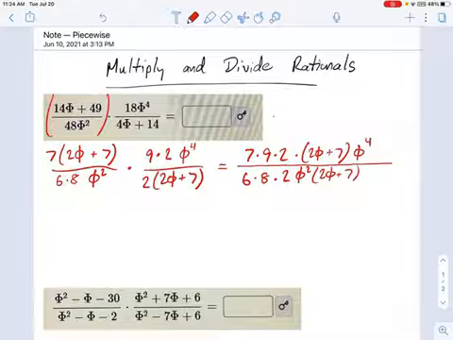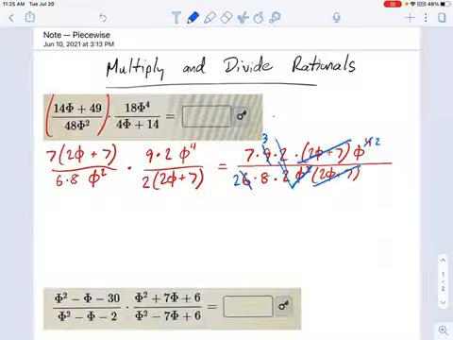And now if you remember from simplifying rationals, you can see there's a couple things to cancel out here. We've got a phi squared right there, and I can replace that phi to the 4th with phi squared. I have this 2 phi plus 7, that just cancels out nicely. A factor of 2 from the top and bottom. And what's left is 7 times 9 and 6 times 8, and I think I can actually cancel this a little further. Divide 9 by 3, and you get 3. Divide 6 by 3, and you get 2.